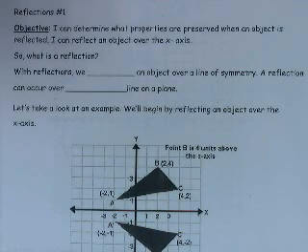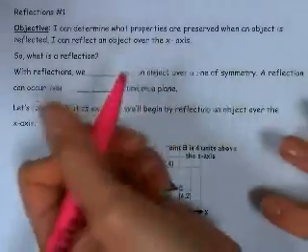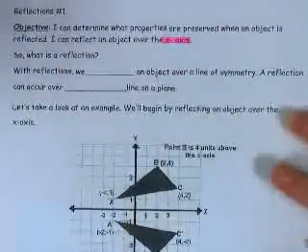Hi everyone, it's Miss G and I'm here with you this afternoon, and we're going to be talking about our second type of transformation, and that is reflection. So think about looking in a mirror and you get your reflection. That's what we're going to be talking about. Our objective for today is to determine what properties are preserved when an object is reflected, and we're going to walk away with being able to reflect an object over the x-axis.